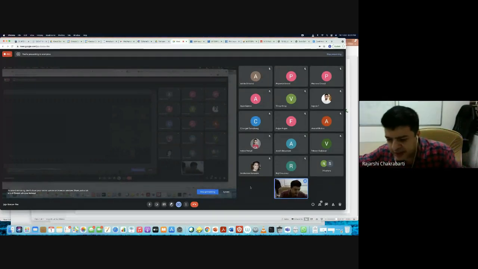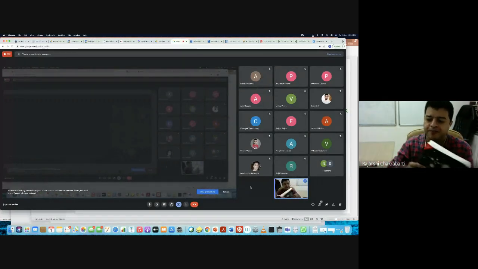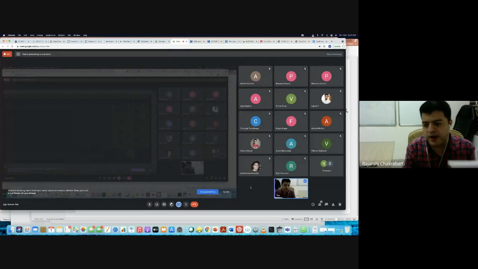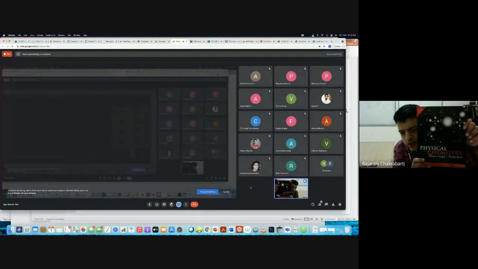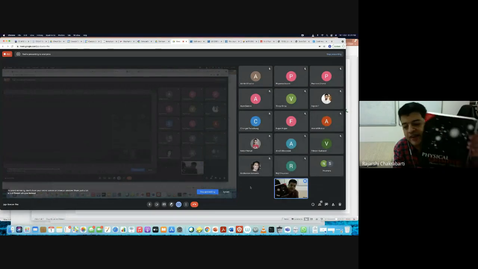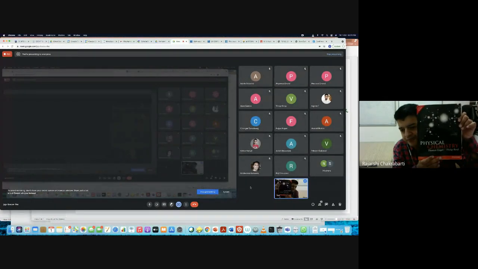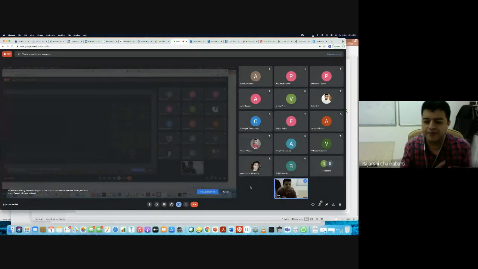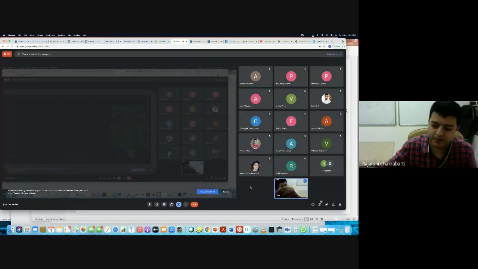And the other part which I taught today, partly from this book. Can you read this book? This is a physical chemistry book by Engel and Reid. Okay? Engel and Reid, physical chemistry.